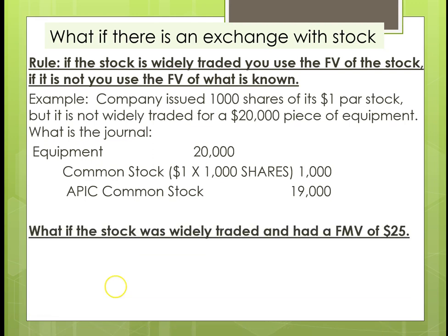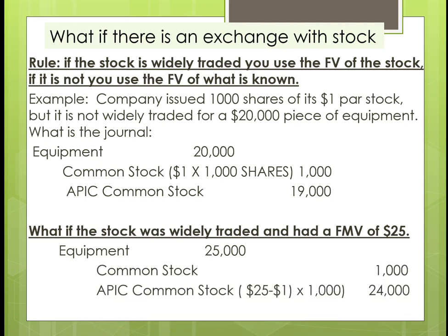Now what happens instead if the stock is widely traded and has a fair market value of $25? The equipment now would be for $25,000. The common stock would be still $1,000, and the difference goes, of course, to additional paid-in capital.